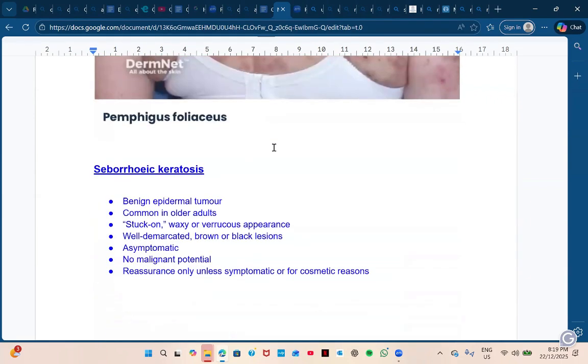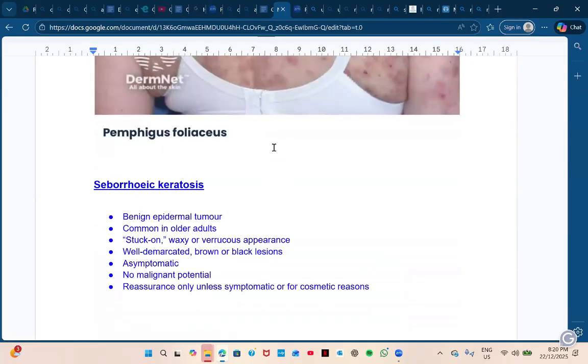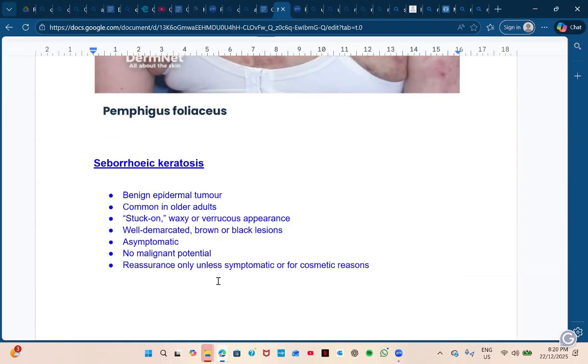So how does seborrheic keratosis appear? Who can tell me? There's a specific feature. The waxy lesions, right? Waxy. You have to remember, seborrheic keratosis is a benign epidermal tumor, common in older adults, with a stuck-on, waxy appearance and well-demarcated brown or black lesions. These are asymptomatic and have no malignant potential. Okay, I'll show.